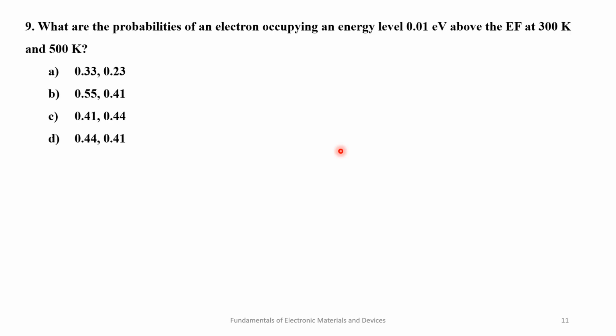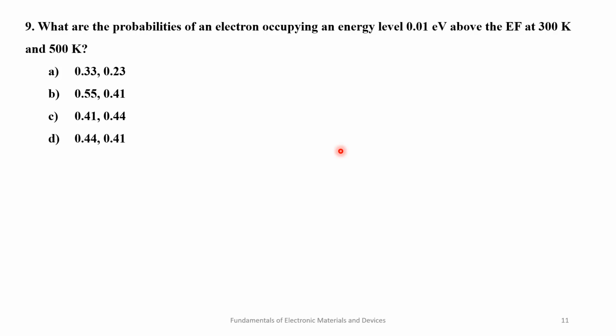What are the probabilities of an electron occupying an energy level 0.01 electron volt above the Fermi level energy at 300 and 500 Kelvin? So here you have E minus EF or EF minus E. Based on that, you have two equations for finding the probability of where an electron is occupied. So using that equation, you have to find out, if the energy level difference is 0.01 at two temperatures, what are the probabilities? And you have four options.